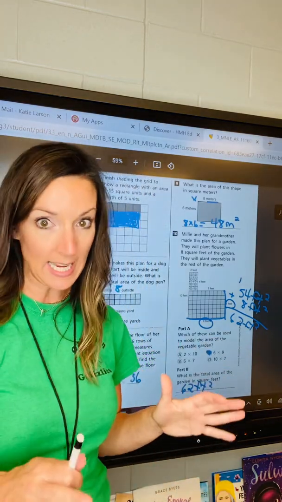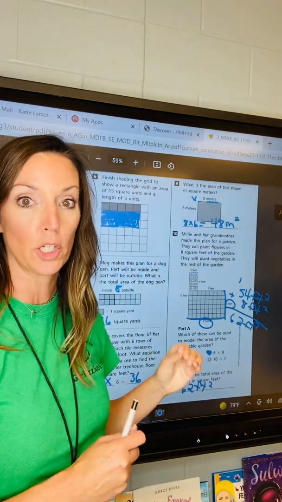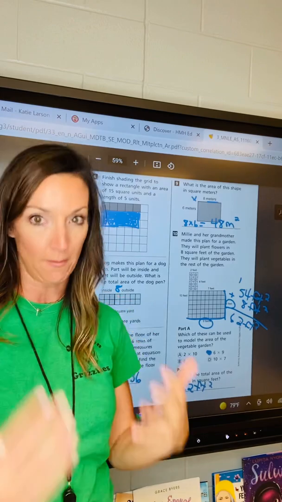Okay, when you are taking this test, I am going to be looking for the squared. Either you write it up like a 2 or you're going to write square meters, square feet. You have to put a unit in, okay?